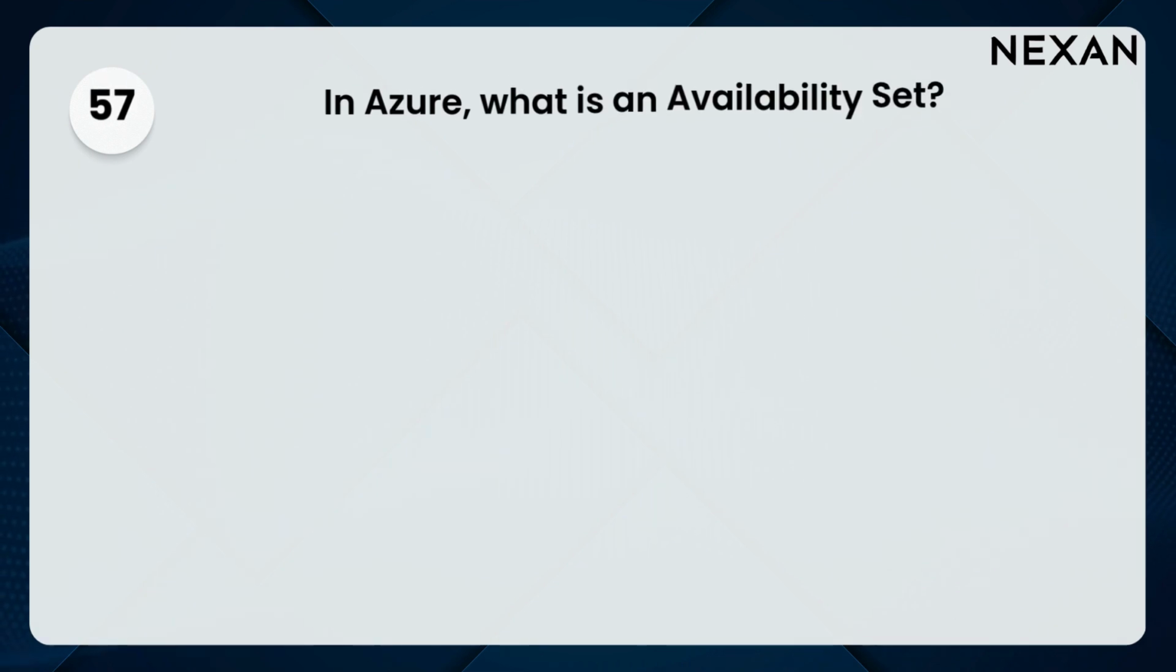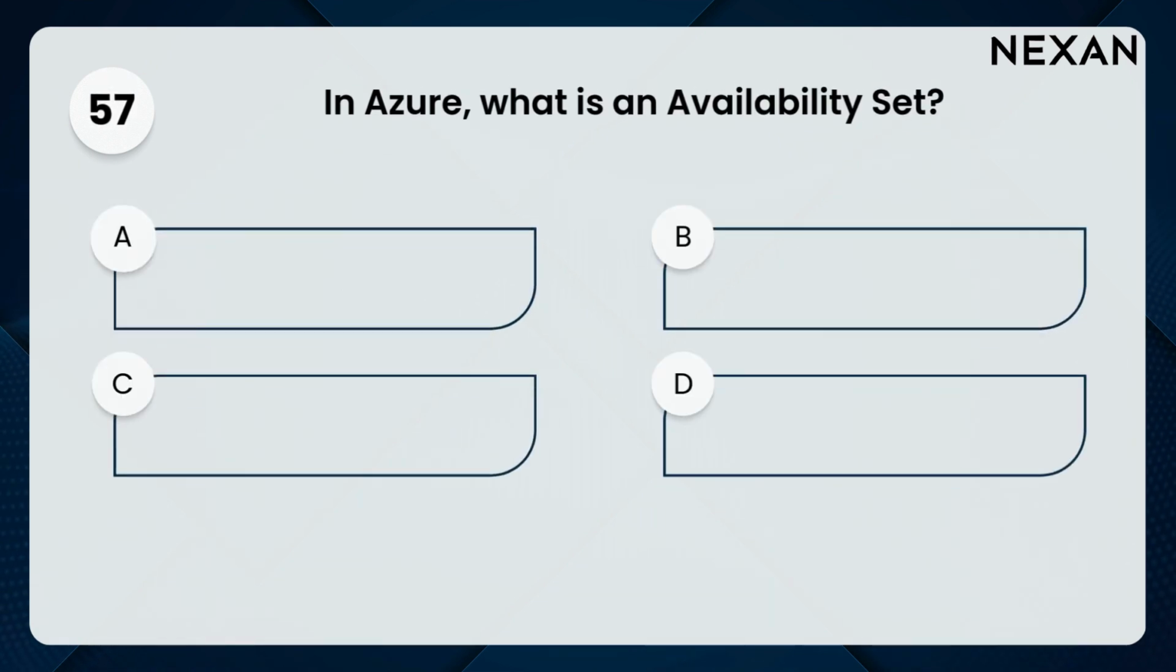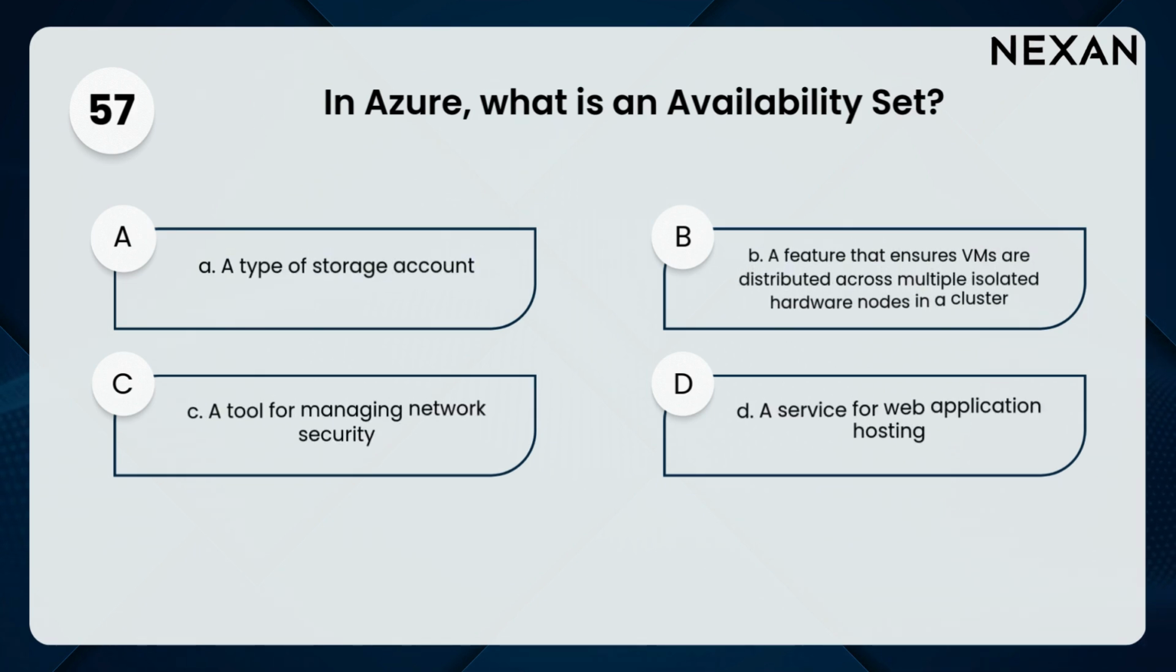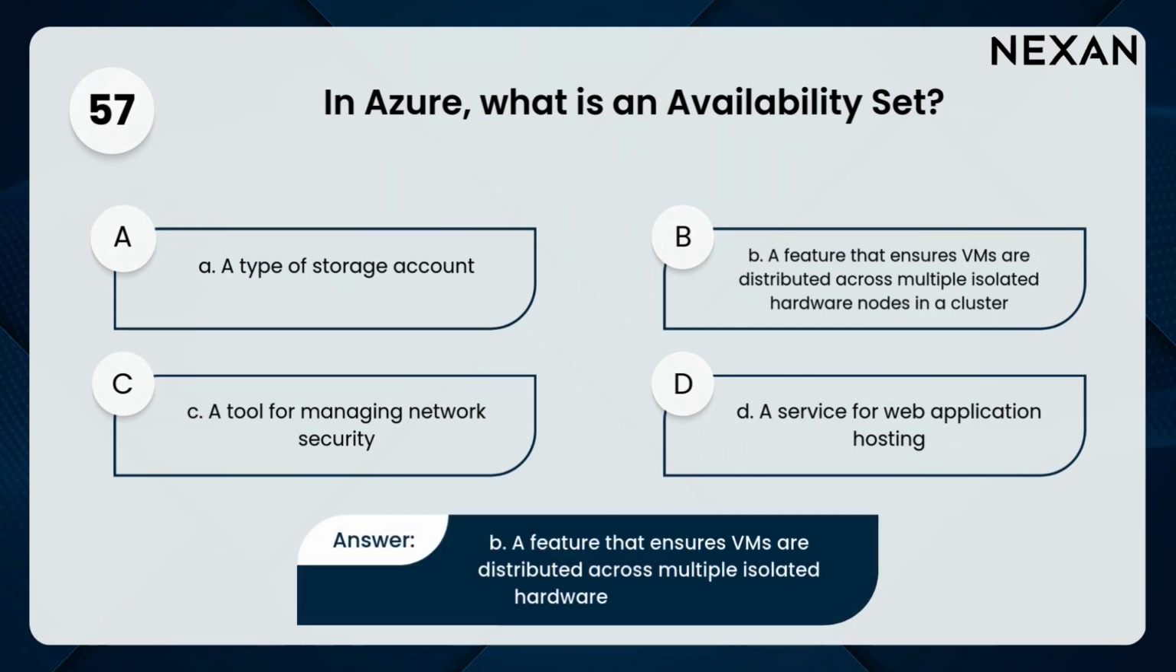57. In Azure, what is an availability set? A. A type of storage account, B. A feature that ensures VMs are distributed across multiple isolated hardware nodes in a cluster, C. A tool for managing network security, D. A service for web application hosting. Answer: B. A feature that ensures VMs are distributed across multiple isolated hardware nodes in a cluster.